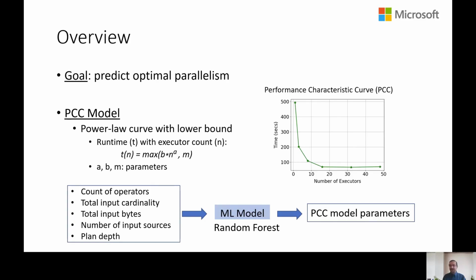Our approach is to use machine learning models such as random forest regressors that take into account query characteristics that are all available at compile time and optimization time, such as operator counts, estimates of total input cardinalities and bytes, number of input sources, plan depth, etc., and predict the query-specific values of the PCC model parameters.